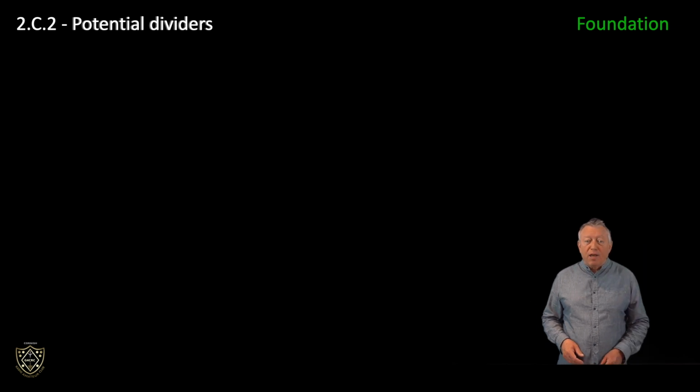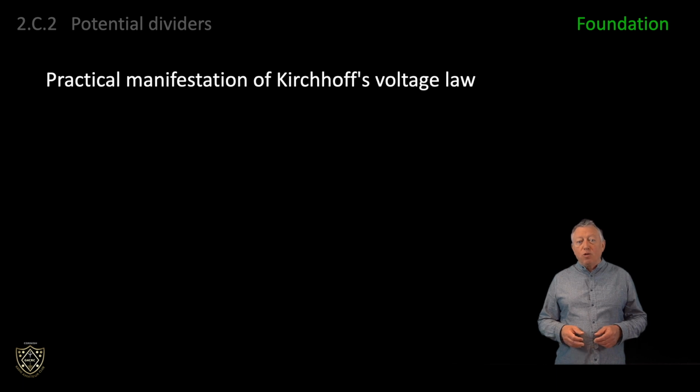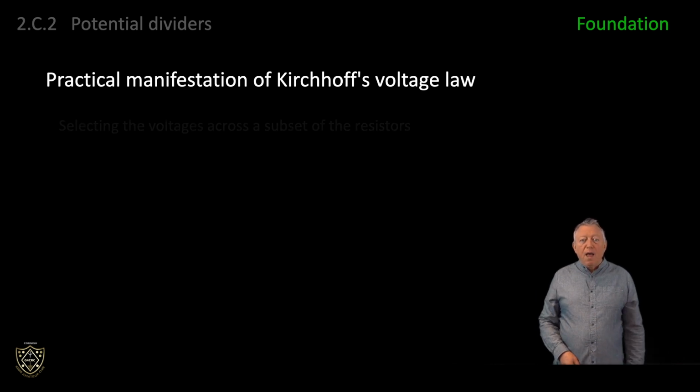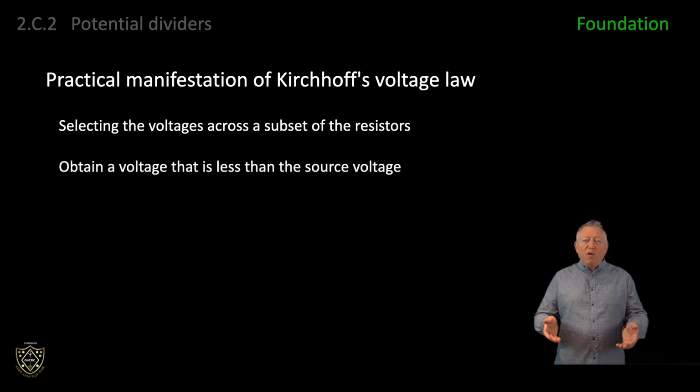Starting at foundation license level, the potential divider, also known as a voltage divider, is a practical application of Kirchhoff's voltage law, which we examined in syllabus item 2A2. The voltages developed across multiple resistors in series around a circuit equal the source voltage. By selecting the voltages across a subset of the resistors, we can obtain a voltage that is less than the source voltage. This has many applications, including biasing transistors and FETs and providing reference voltages.